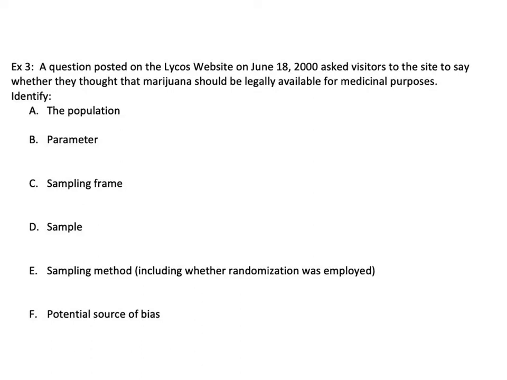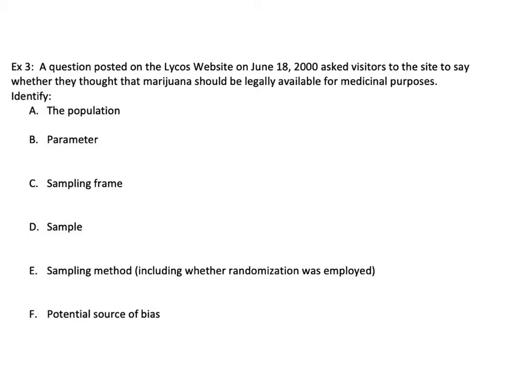So a question posted on the Lycos website on June 18, 2000 asked visitors to the site to say whether they thought that marijuana should be legally available for medicinal purposes. Identify the population, parameter, sampling frame, sample, your sampling method, and you always want to talk about whether randomization was employed, and then any potential sources of bias.